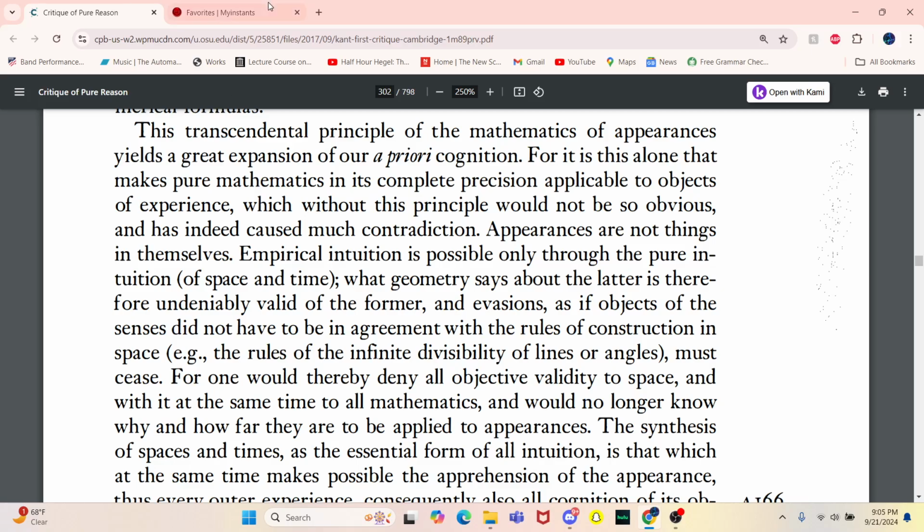Okay. Harrison, do you want to read, or are you writing? I'll read. So we're at this transcendental principle.